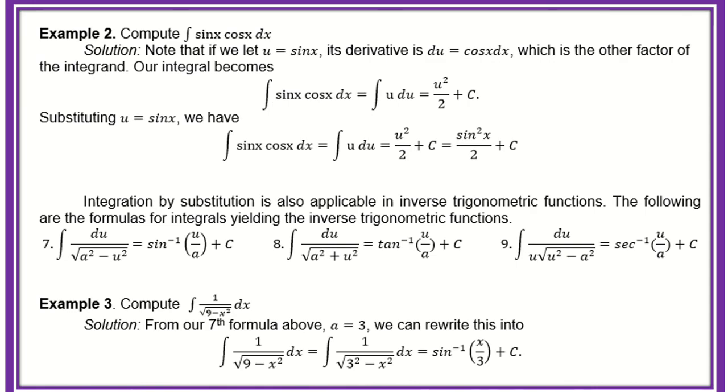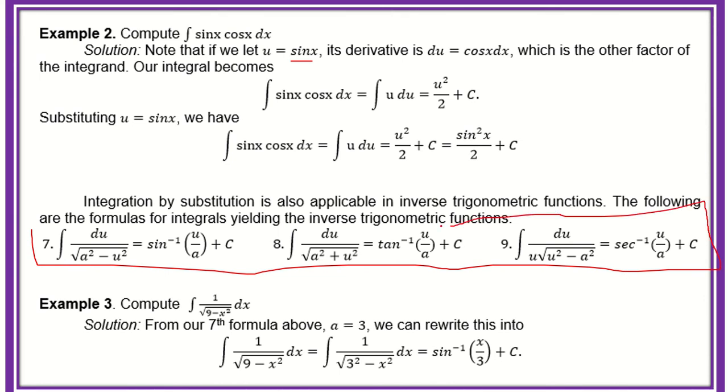Then, we have to compute sine x cosine x, where u is equals to sine x. Number 7, integral of du over square root of a squared minus u squared. Okay. Integration by substitution. Pakikopya ito sa notebook.